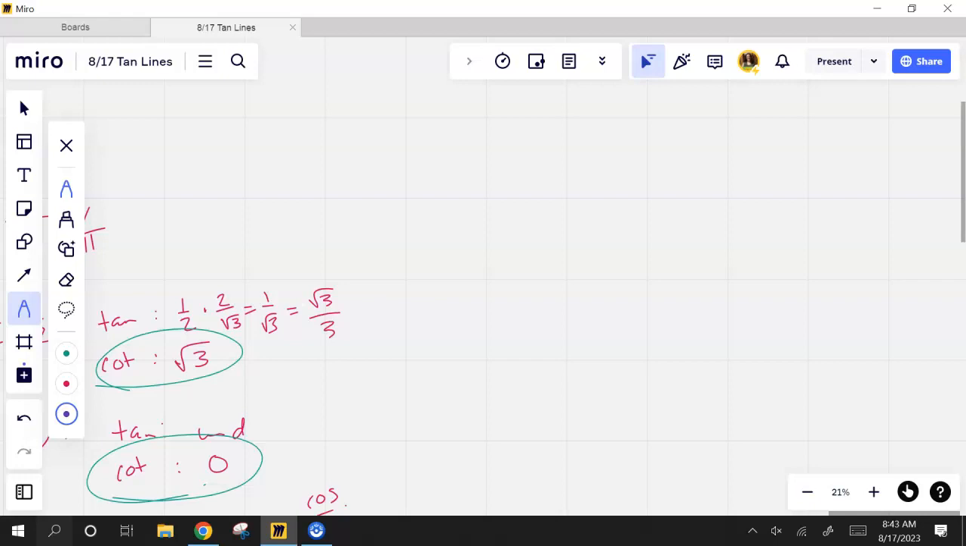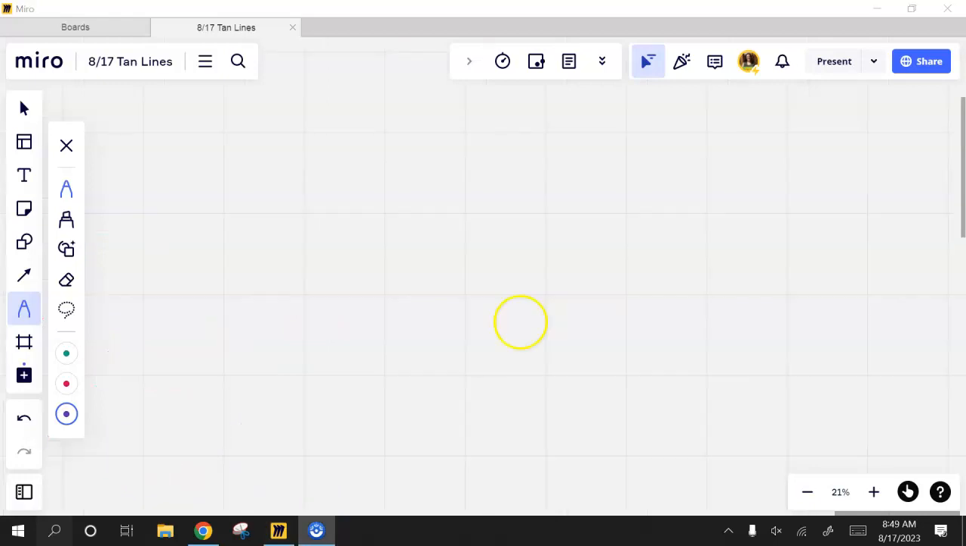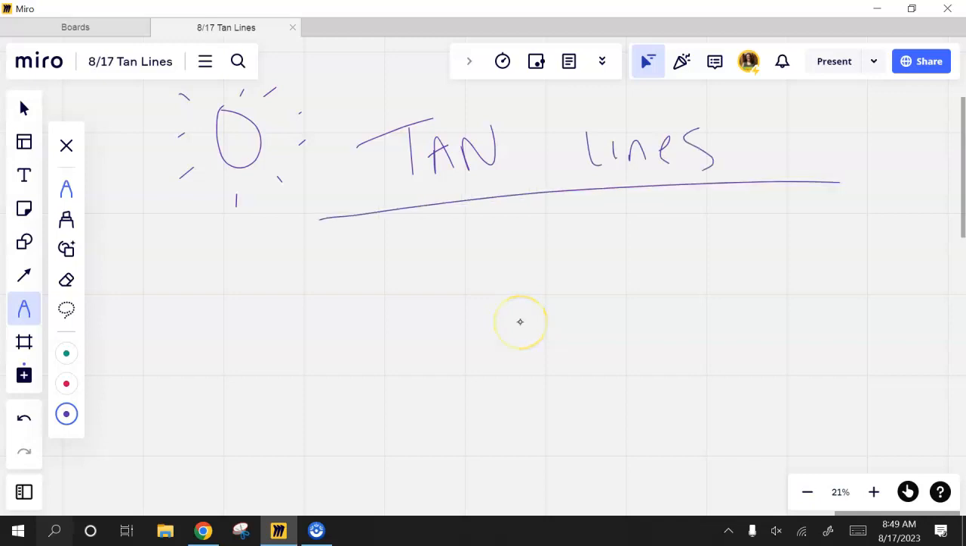Number 7 is very important, actually. In fact, let's take a break in between and let's start the new lesson with number 7 because it's going to lead into what we're talking about today. It's actually tangent lines.